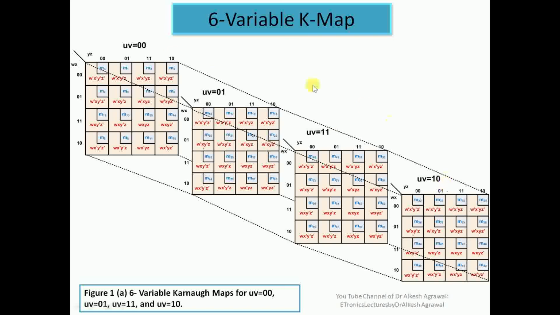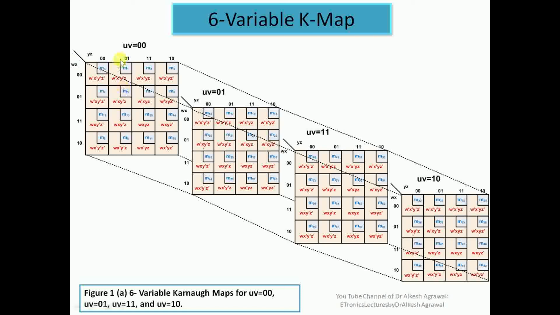One important thing that we have to understand is the coding for these uv variables is also in gray codes. So we have 00 for one map, for another map it is 01, for the third map it is not 10 but it is 11, and for the last map it is 10. So uv variables are in gray codes, as well as these w, x and y, z, they are also in gray codes. So this is one important thing.